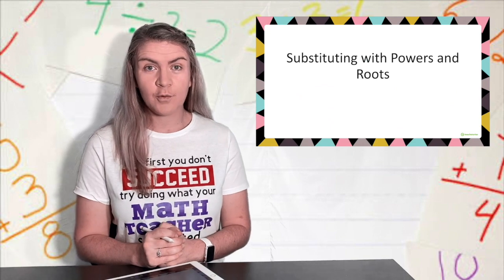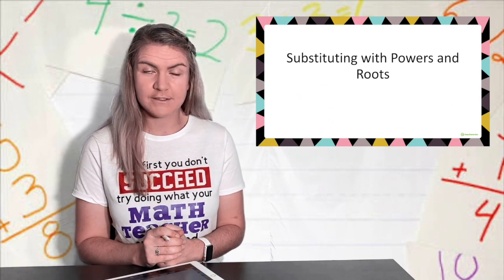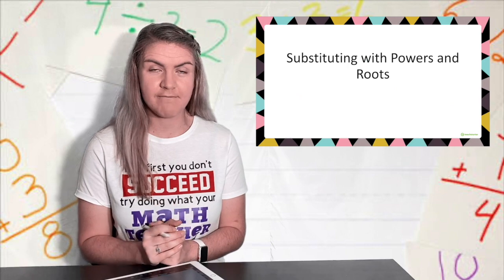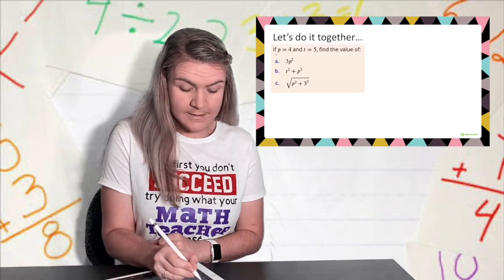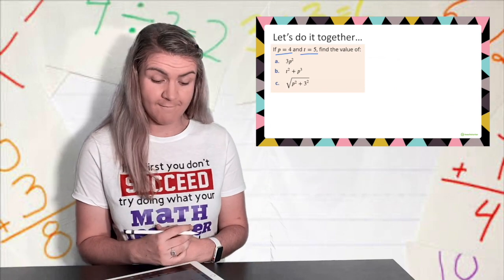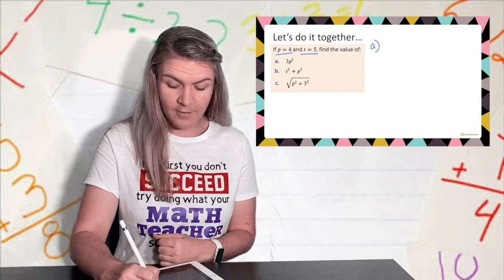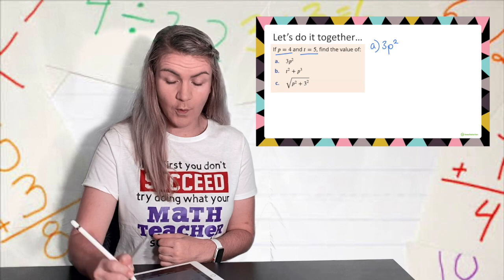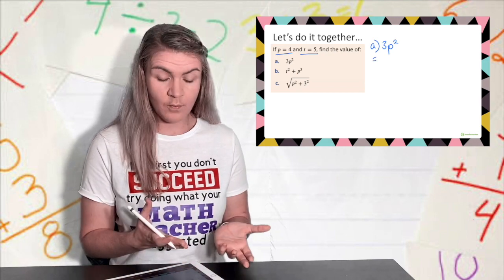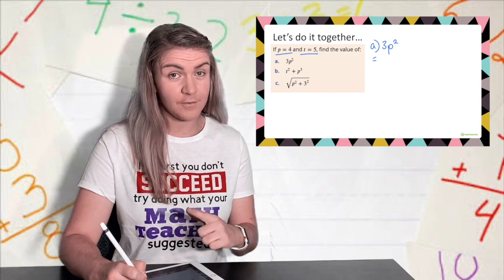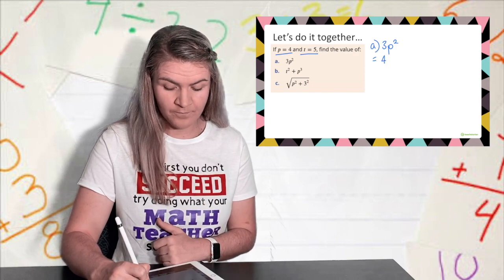Lastly, I want to reassure you what happens when we get powers and roots. Now, it's exactly the same method. I just want to do some examples so you can see. In this example, p equals 4 and t equals 5. But here we have 3p squared. Now, we're just replacing the p with 4 still. So that's 3p, so that's 3 times 4.